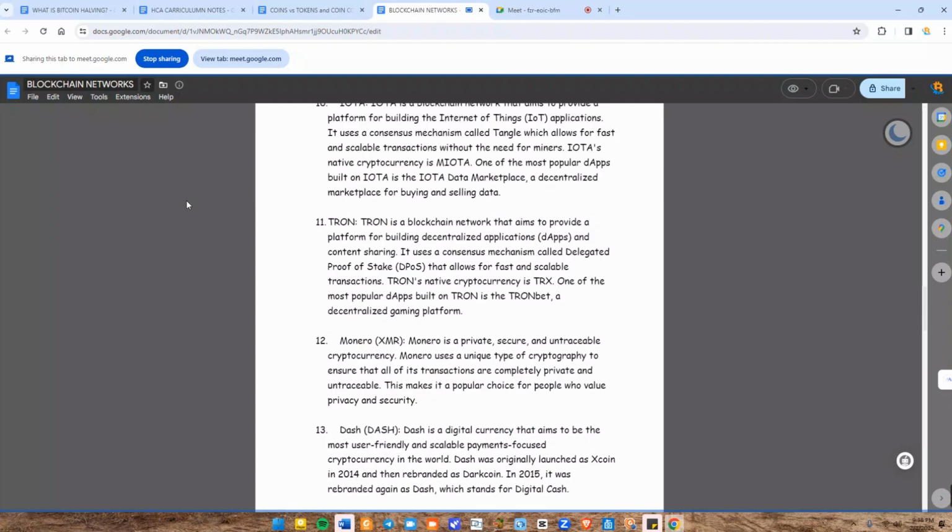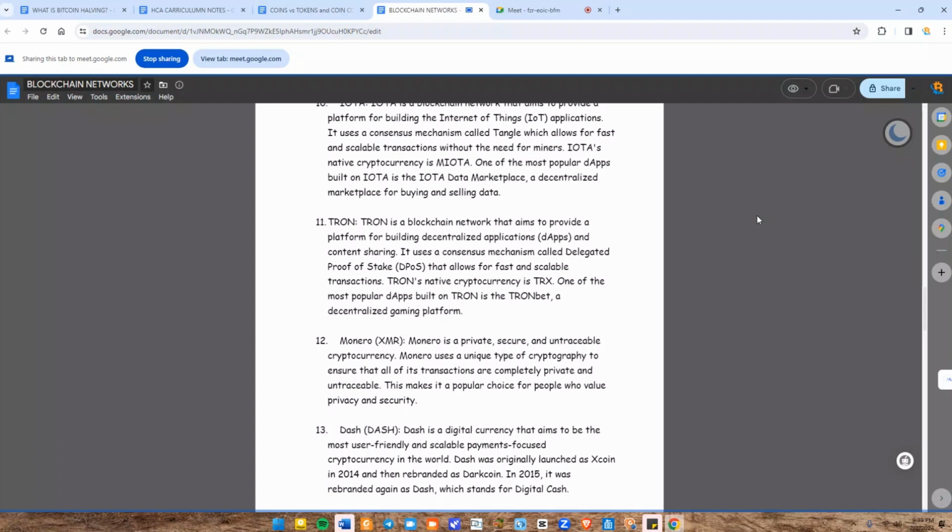We have the Tron network, which is very famous, and you will use it quite mostly. Tron is a blockchain network that aims to provide a platform for building decentralized applications and content sharing. It uses a consensus mechanism called DPoS that allows for fast and scalable transactions. You see, fast, scalable, decentralized applications. So Tron's native cryptocurrency is TRX. Remember, we said if a project has been built on its own blockchain network, we call it the mainnet, or the native cryptocurrency. Now, one of the most popular dApps built on Tron is TronBet, a decentralized gaming platform.